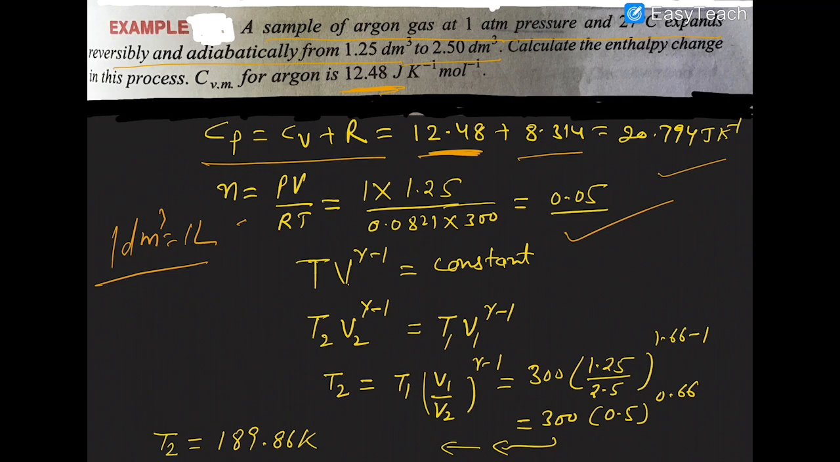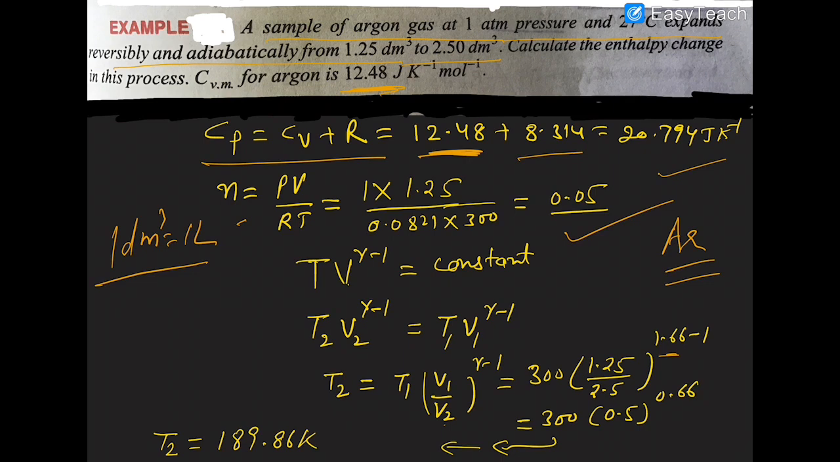So it is TV^(γ-1) = constant. So it is T2 V2^(γ-1) = T1 V1^(γ-1). Just put the values and get the answer. V1 is 1.25, V2 is 1.25, and γ is 1.66 in the case of monatomic gases. Argon is a monatomic gas.